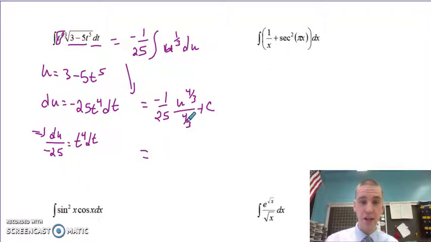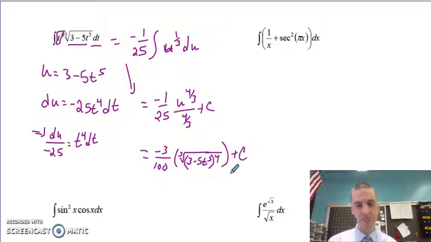Another way of saying divided by 4/3, again, this is all algebra. And I know that we struggle with algebra, but we need to be able to see this, that when you divide by 4/3, we multiply by the reciprocal, so I'm going to get negative 3 over 100. 4 times 25 is 100. Parentheses, 3 minus, well, let's think about this. This is the cubed root of 3 minus 5t to the 5th, raised to the 4th power, plus c. Again, there's another way to write that. You could have put this all on top, all divided by 100.